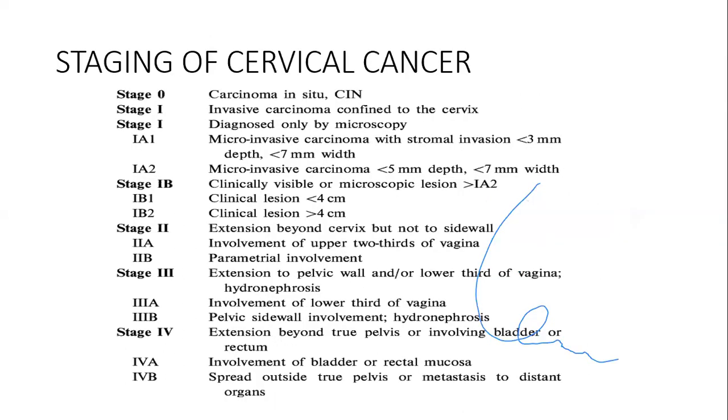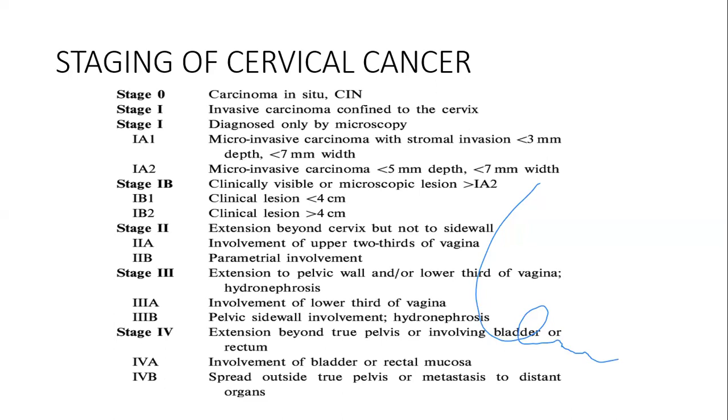So this is the staging of cervical cancer, which is into 5 main stages. Basically stage 0 is a carcinoma in situ. That is, the dysplasia has not breached the basement membrane. So that is the cervical intraepithelial neoplasia. Within stage 1, we have a breach of the basement membrane. However, the carcinoma is confined to the cervix only.